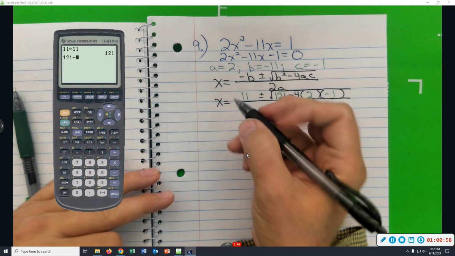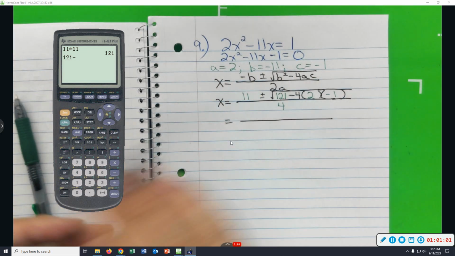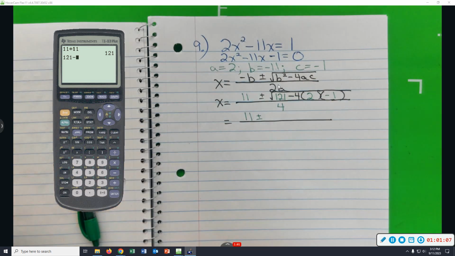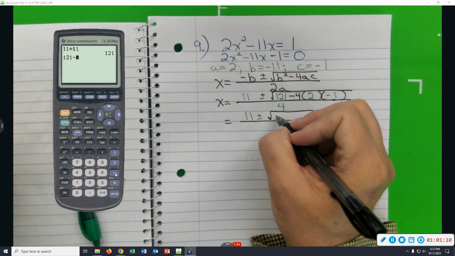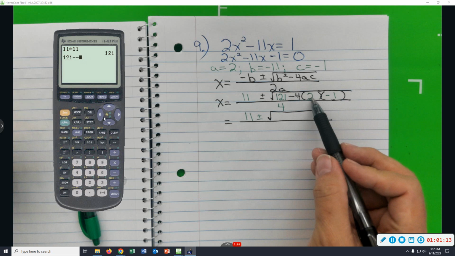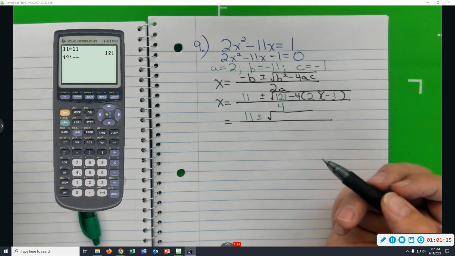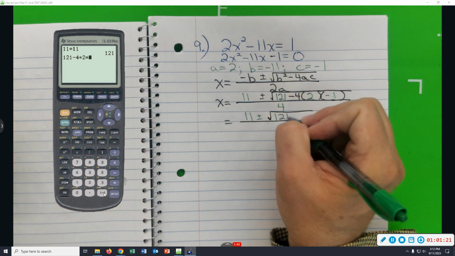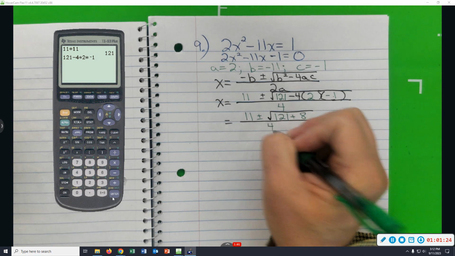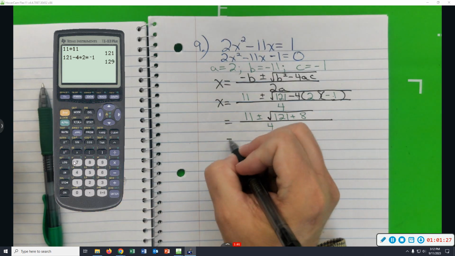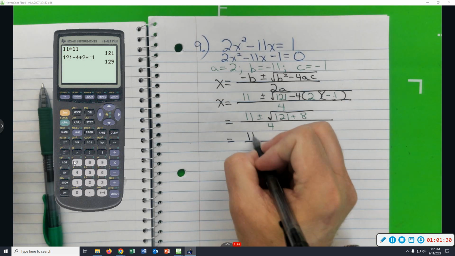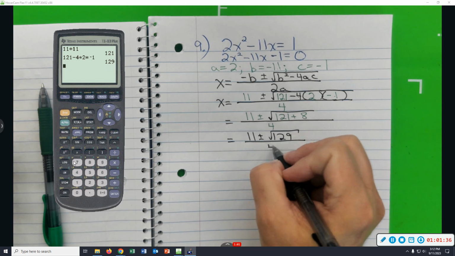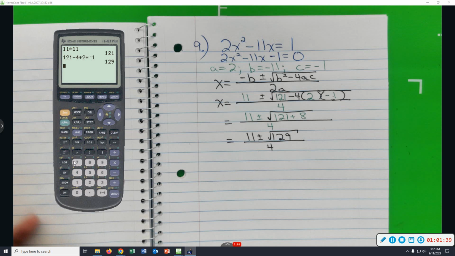So we have, okay, I'm going to start punching this in under the square root. 121 minus negative 4 times 2 times negative 1. We can do that in our head. That's a plus 8. So we have 121 plus 8. 121 plus 8 is 129. Yeah, that's what I got with my little calculator. The square root of 129.